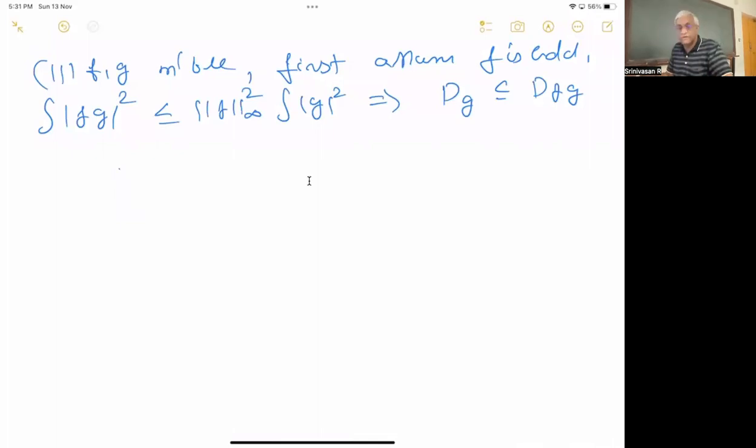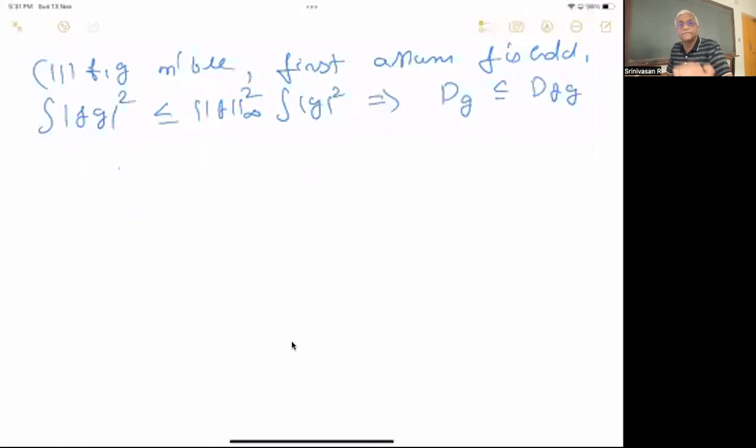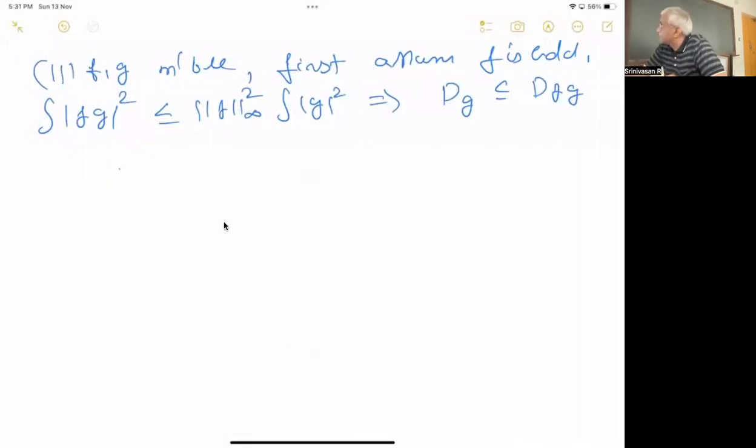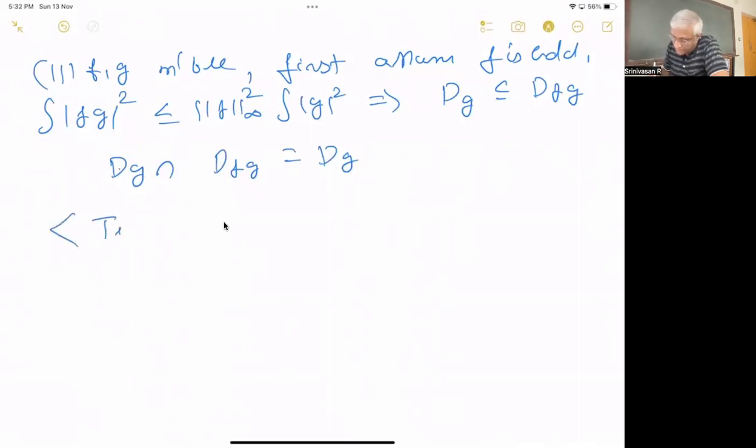So these things imply what? Now, first let us look at this. It implies DG intersection DFG is of course equal to DG itself, right? Because DG is contained in DFG, and we have to worry about things in DG. Now let us look at TFTG. TF is a bounded operator, so we need not worry about the domain of TG.